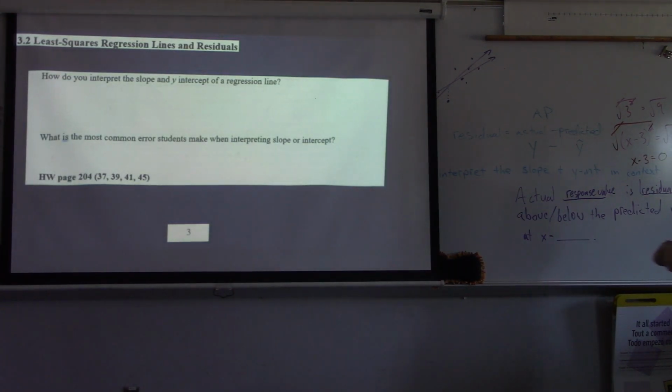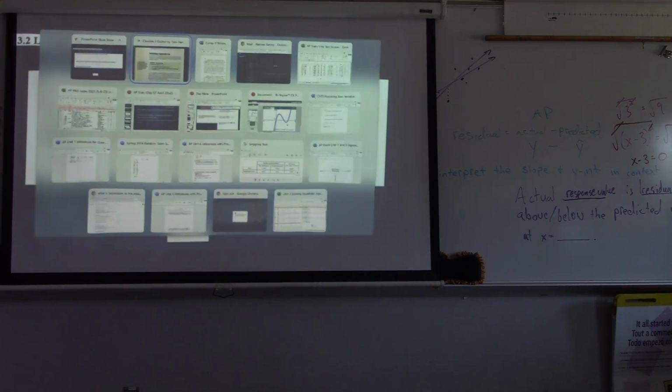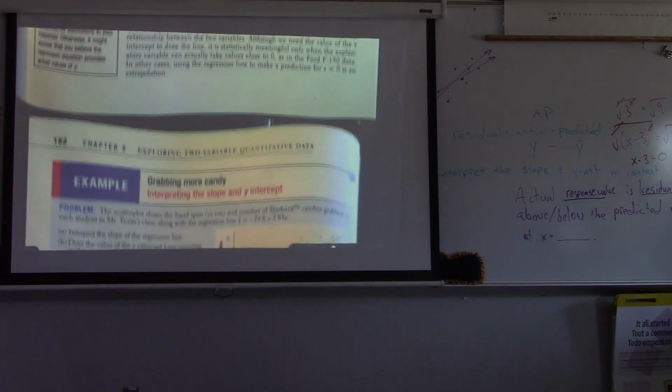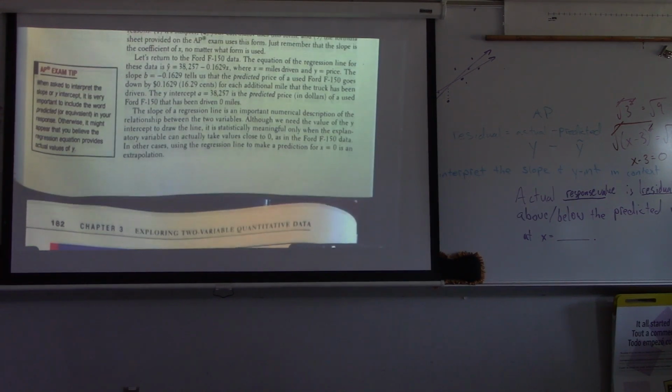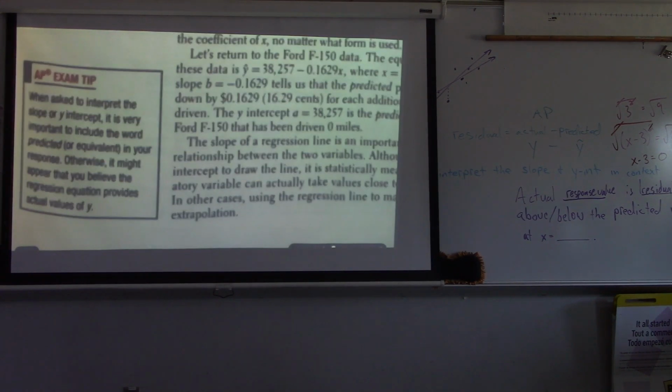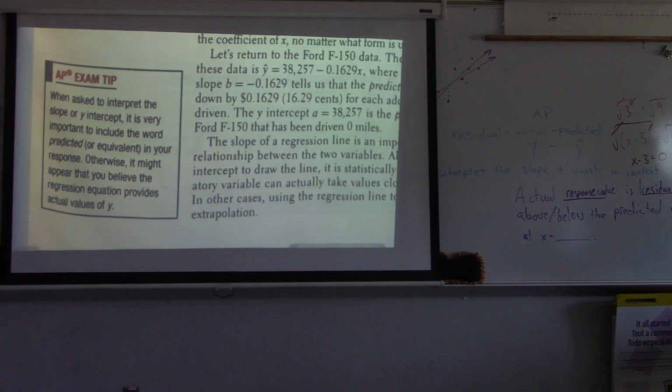Okay, I'm gonna talk about interpreting slope in a second. So AP exam tip here, so this is that second question that I want you to go ahead and look at on the notes. I think it says, what is the most common error that students make? Is that what the second question there at the very bottom is? So what is the most common mistake students make, do you think?